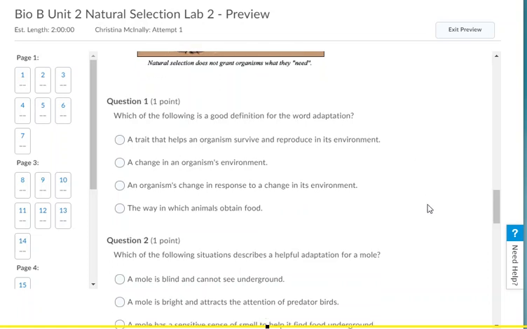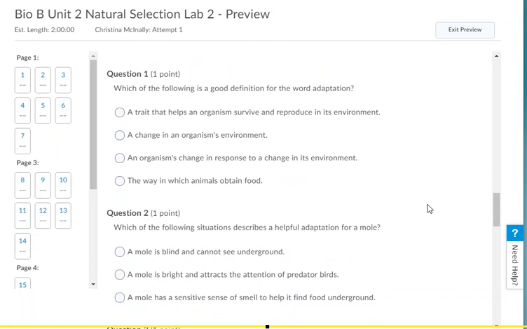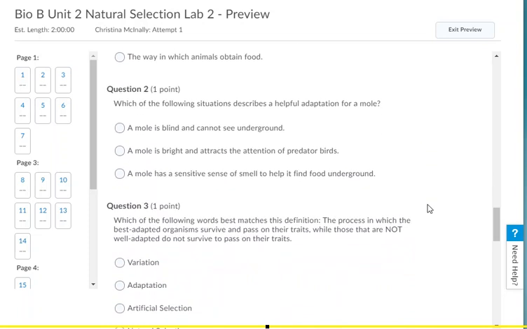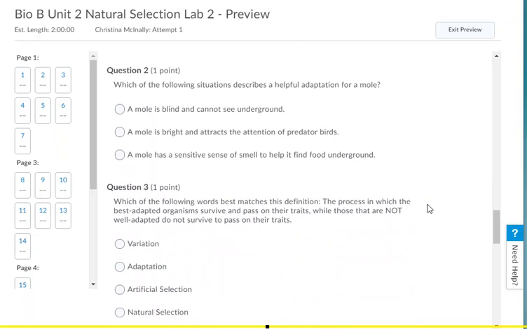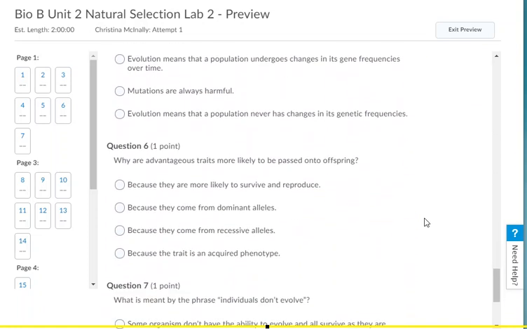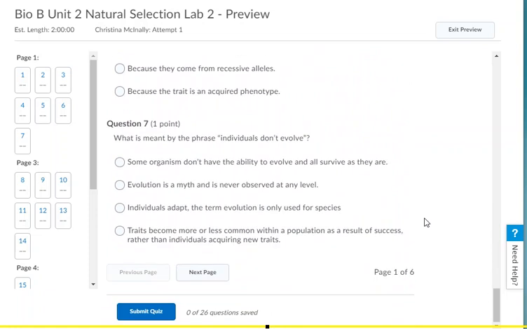Which of the following is a good definition of the word adaptation? Nope, I have this whole page done. This whole page. Okay, so Bergen's good. So I'm just going to scroll through here. They're all multiple choice. Most of you answered these goodish. And if not, you can go back and try again.